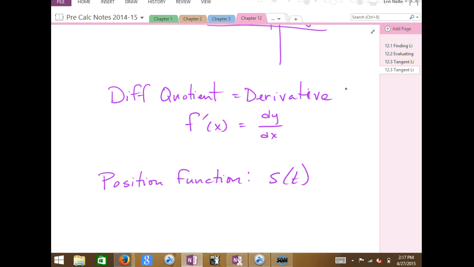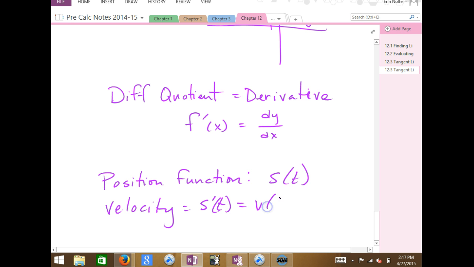Okay, so let's say I have some position function, call it s of t. If I take the derivative of that, I find instantaneous rates of change. What did I find? I'm finding velocity, the speed of something. The derivative of your position function gives you the velocity. So I can find how fast something is moving.